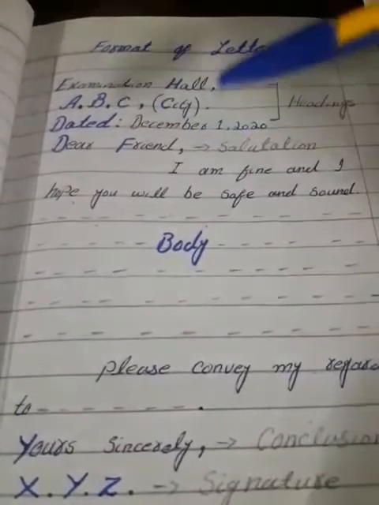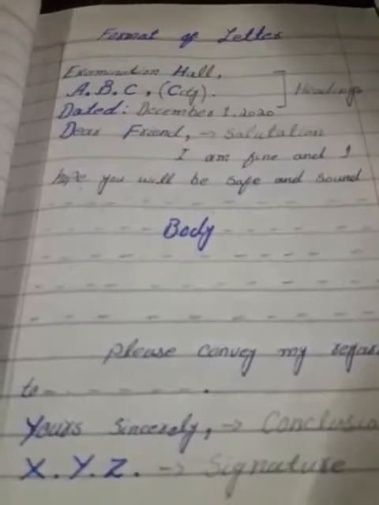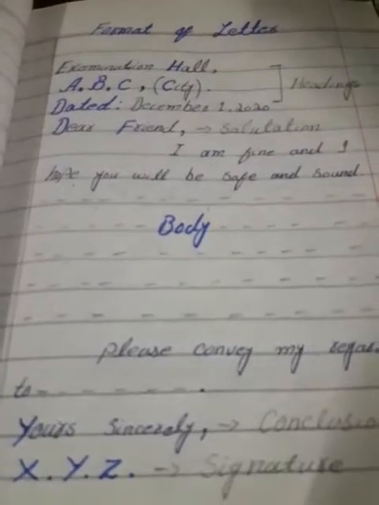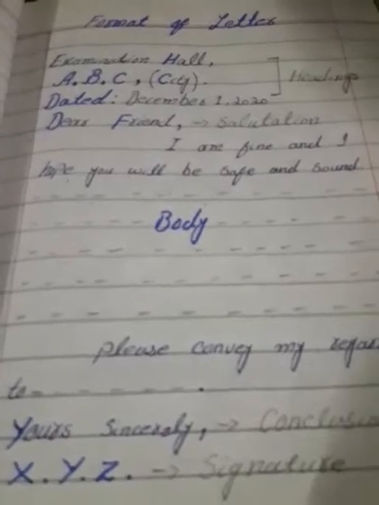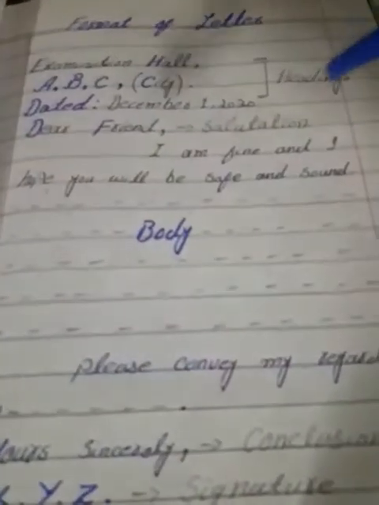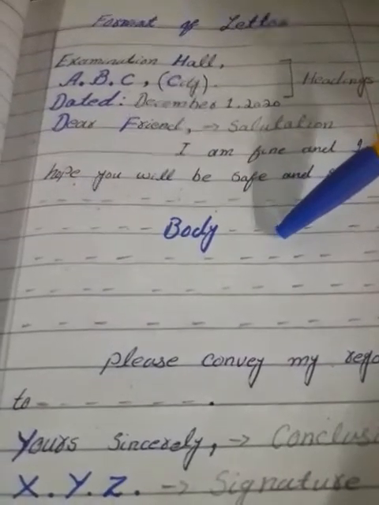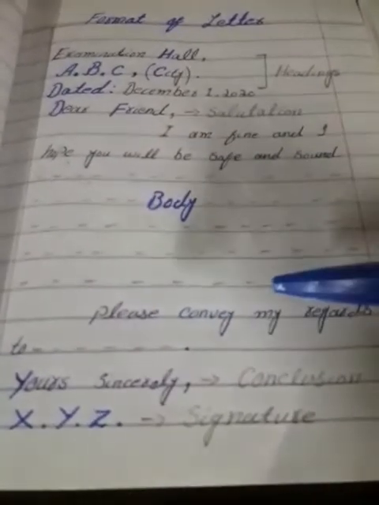Then you have to start like this. For example, I am fine and I hope you would be fine too. Or you could also say that I am fine and I hope you would be safe and sound. And then you will move on to the next line. For example, you would say that yesterday I heard about the death of your mother. And then you would say that it got me disappointed. So you have to write the body by yourselves, in which you have to console your friend.